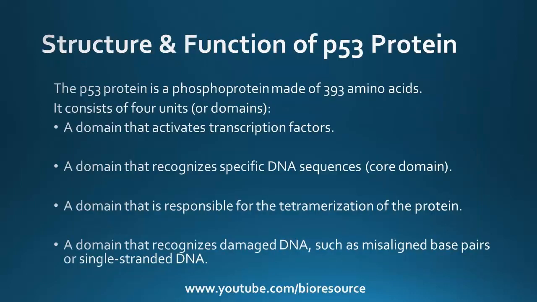Let's see what the structure and function of the p53 protein is. The p53 protein is a phosphoprotein made of 393 amino acids, and it consists of 4 units or domains. A domain that activates the transcription factors, a domain that recognizes specific DNA sequence or the core domain, a domain that is responsible for the tetramerization of the protein, and another domain that recognizes damaged DNA such as misaligned base pairs or single-stranded DNA.